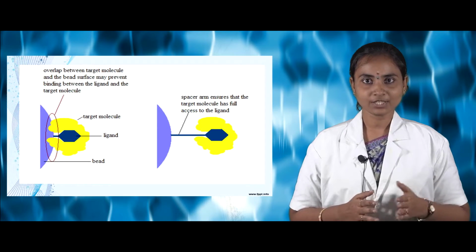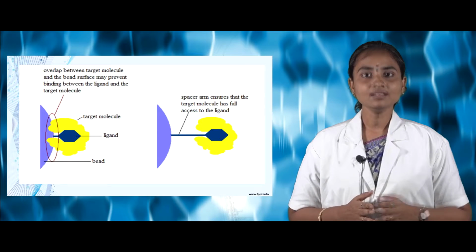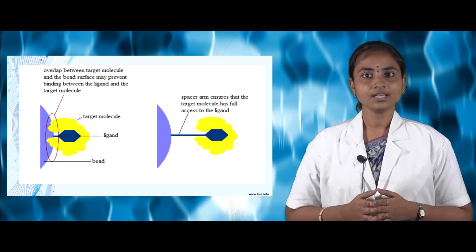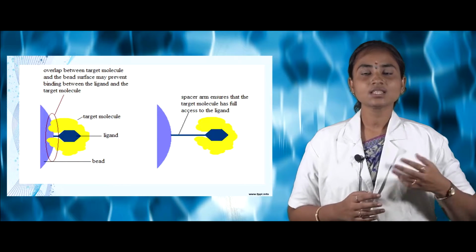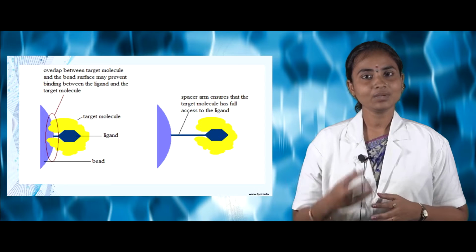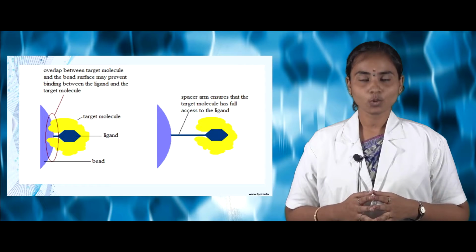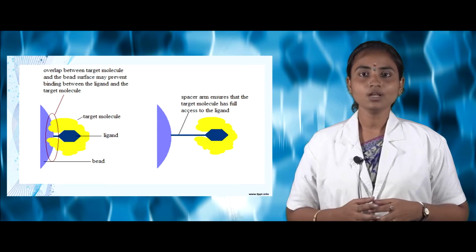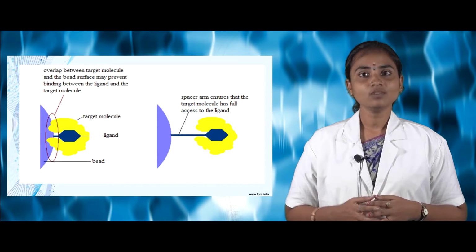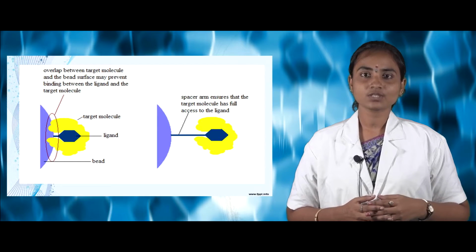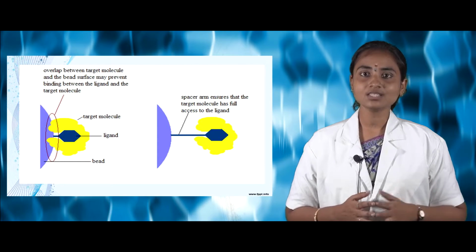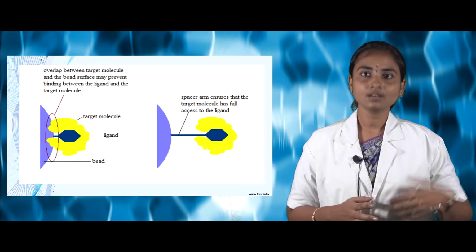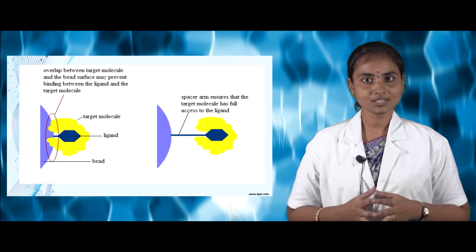When we use affinity chromatography for separation, there is an interaction between the bead surface and the ligand, which can cause overlaps between the bead surface and the ligands. This overlap may prevent binding between the ligand and the target molecule to be isolated. So we use a spacer arm to separate the ligand from the bead surface to avoid this overlap, and the spacer arm ensures that the target molecule has full access to the ligand.